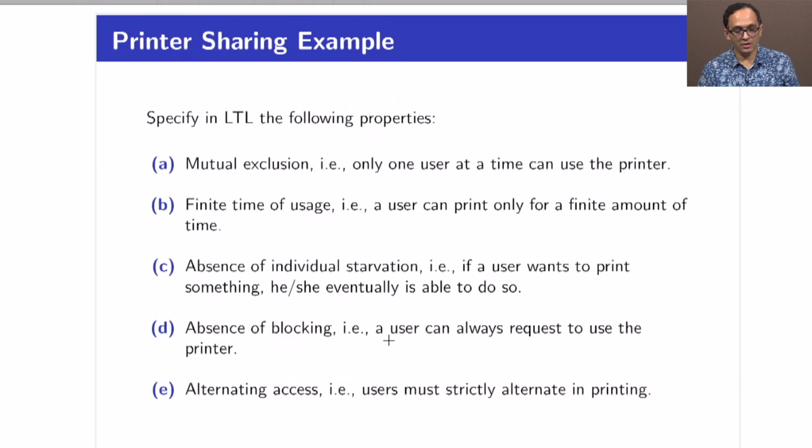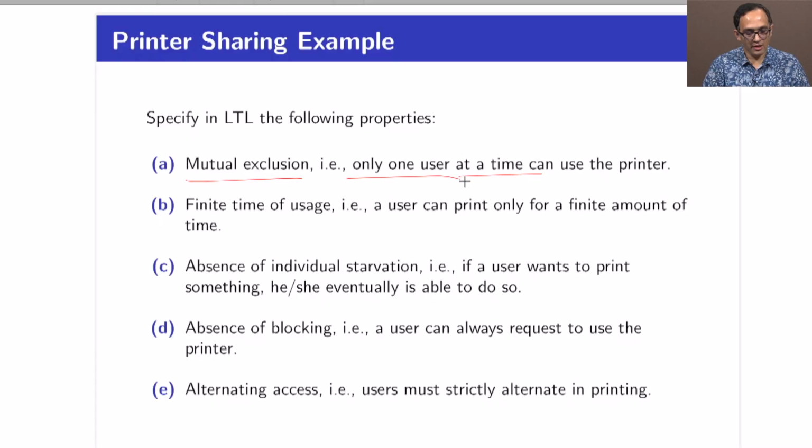Now let us see the LTL properties. So first one is the mutual exclusion. It means only at a time one user can use the printer. So I have to encode that using those 6 propositions. Next one is finite time of usage. What does it mean? A user can only print for a finite amount of time. That means the printer keeps printing infinitely and the other person never gets a chance. That cannot happen.